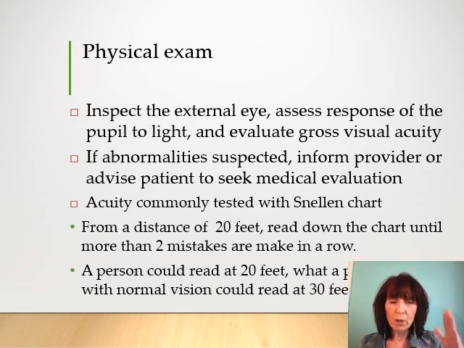So normal is 20 feet, and what a patient might be able to read is a little bit further, at 30 feet, 40 feet. 20/40 would be at 40 feet. So a normal person reads at 20 feet. I know I'm repeating myself multiple times, but it's important that you understand this concept about the Snellen chart and about what the eye doctor does when you go get a physical exam of your eyes.